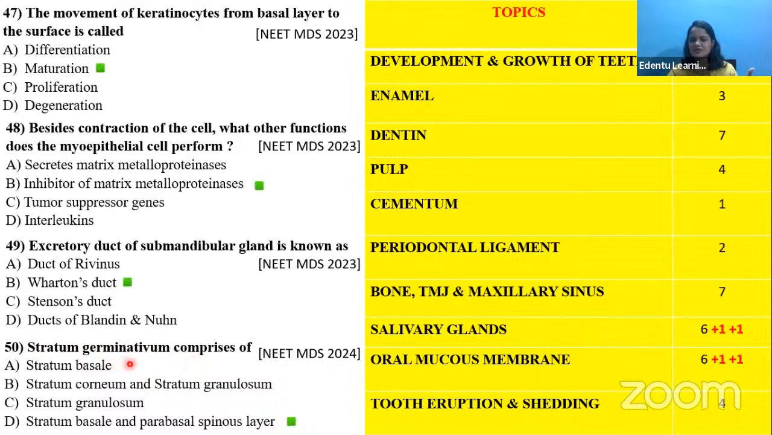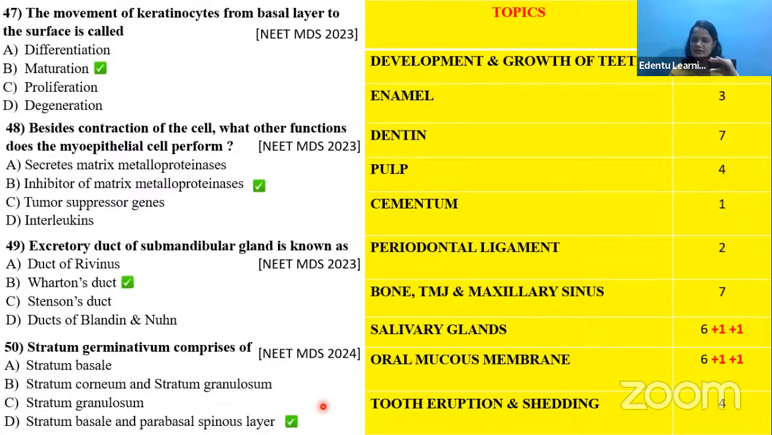Okay, the stratum germinativum is another name for stratum basale, and they had answered that. But no, you should be very careful with all the options, because in option D, they have given that stratum germinativum means stratum basale and the parabasal spinous layer. Okay, that is the correct option. The stratum basale's other name is not stratum germinativum; it is stratum basale together with the parabasal spinous layer.